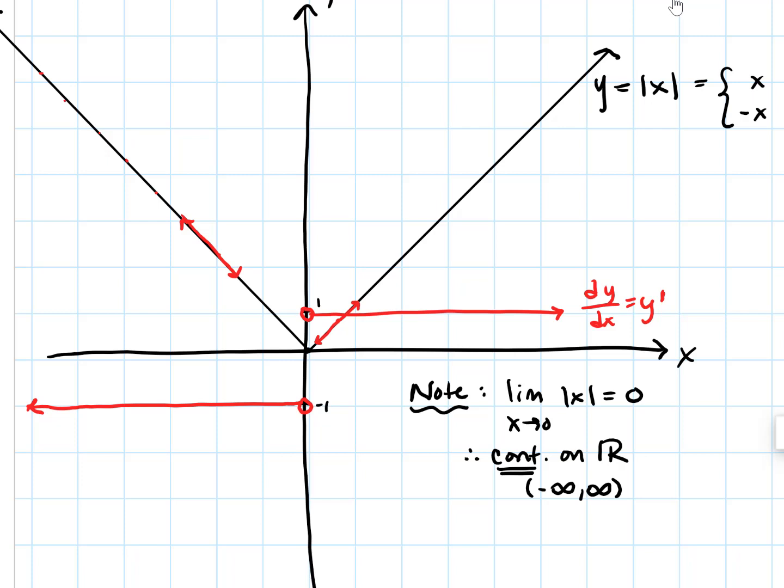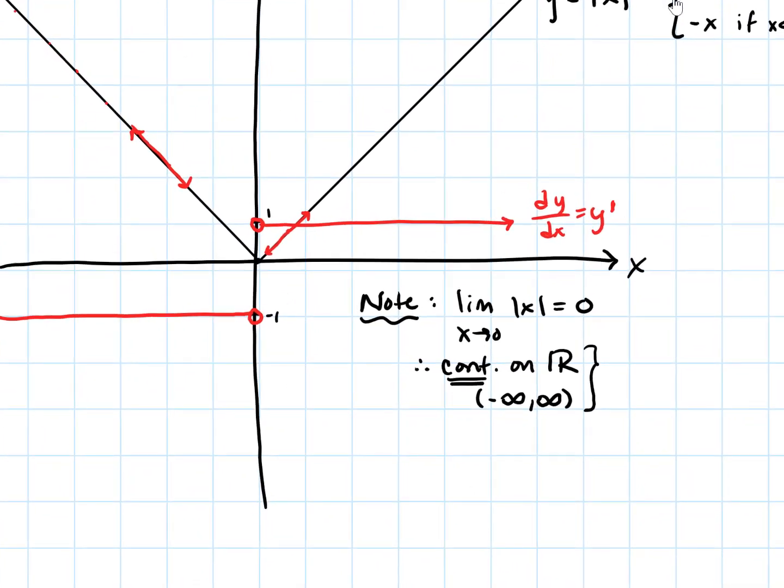So notice on this one that the function itself is continuous on the reals, but y equals the absolute value of x is not differentiable everywhere. I should say there is only one point where you can't take the derivative. I was trying to talk and write and I misspelled.